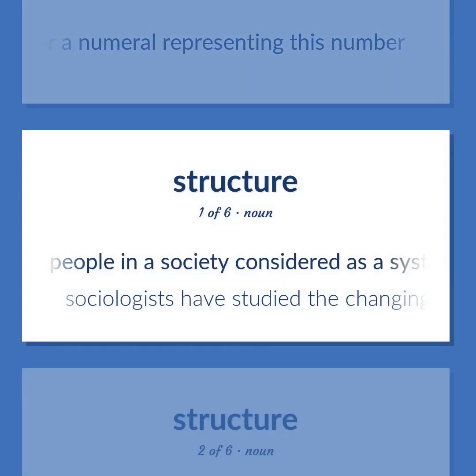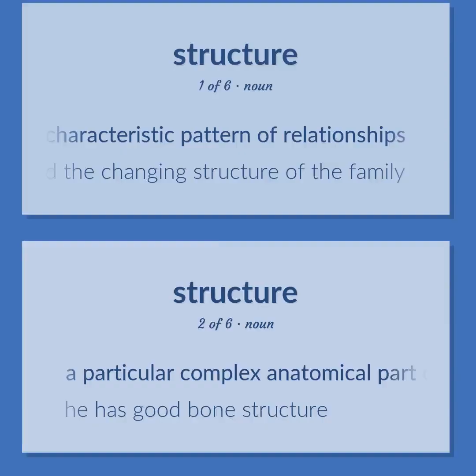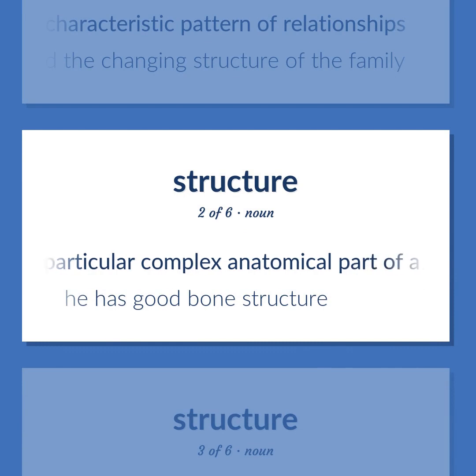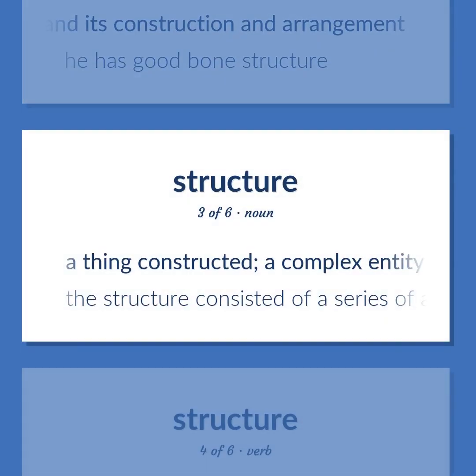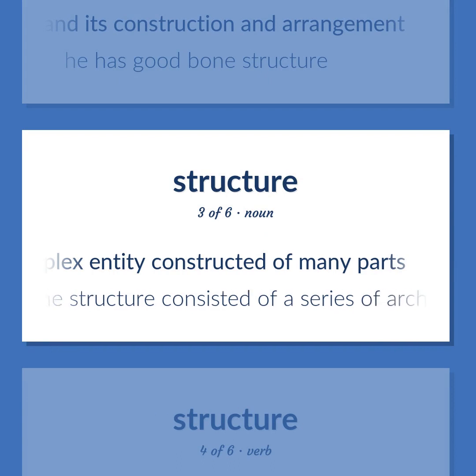The people in a society considered as a system organized by a characteristic pattern of relationships. Sociologists have studied the changing structure of the family. A particular complex anatomical part of a living thing and its construction and arrangement. He has good bone structure. A thing constructed. A complex entity constructed of many parts. The structure consisted of a series of arches.